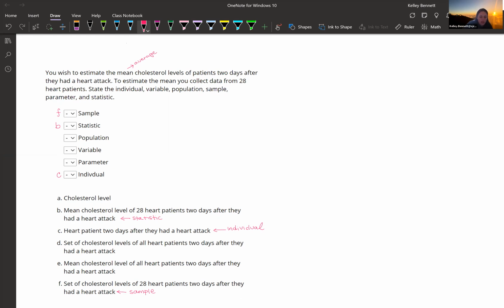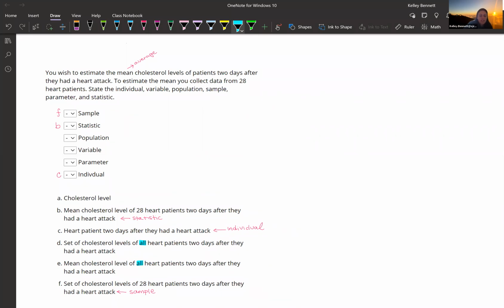All right, so we've got a few things left. We've got A, cholesterol level. We've got D, set of cholesterol levels of all heart patients 2 days after they had a heart attack. I'm seeing a key word in there. I'm going to highlight some keywords really quickly. There's 2 times I see all. So let's see if we can parse out how those are different.